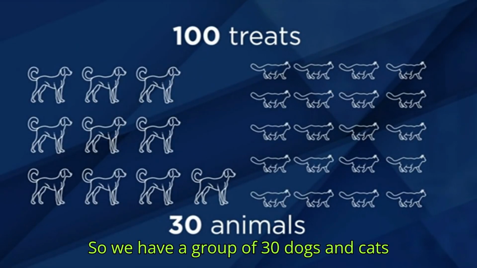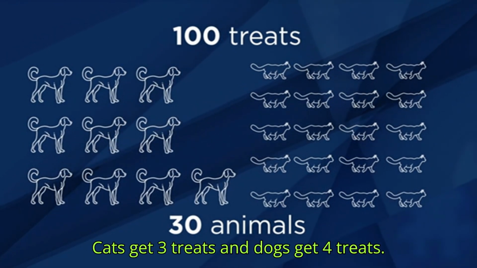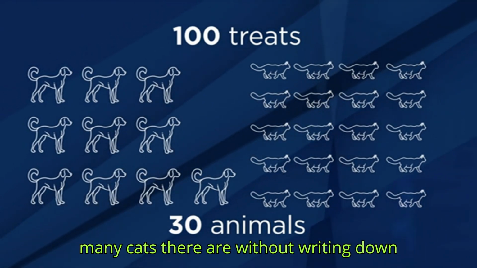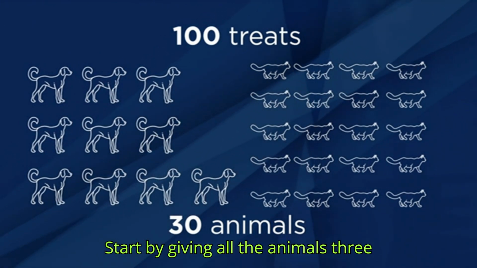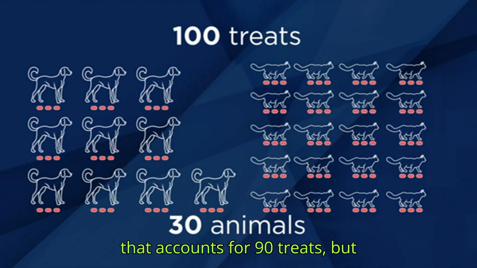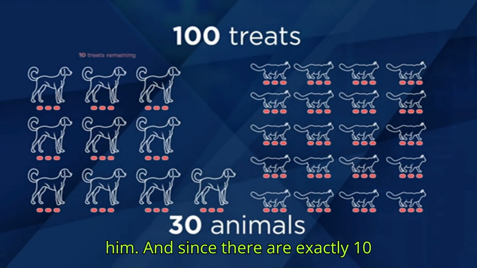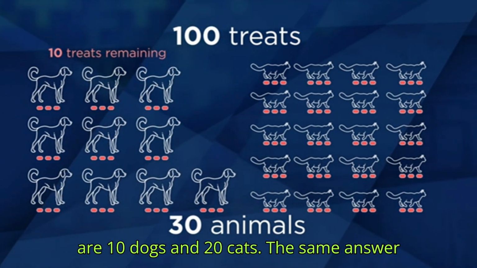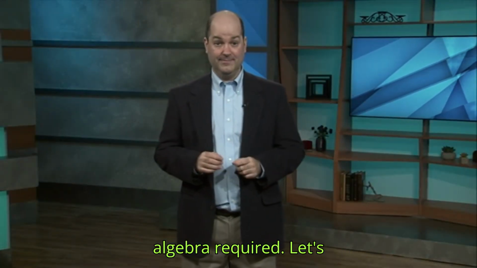So we have a group of 30 dogs and cats and 100 treats to divide among them. Cats get 3 treats and dogs get 4 treats. We need to work out how many dogs and how many cats there are without writing down any equations. Here's what you could do. Start by giving all the animals 3 treats. Since there are 30 animals, that accounts for 90 treats. But each dog has 1 more treat coming to him. And since there are exactly 10 treats remaining, that means there are 10 dogs and 20 cats. The same answer we got before. Very clever, and no algebra required.